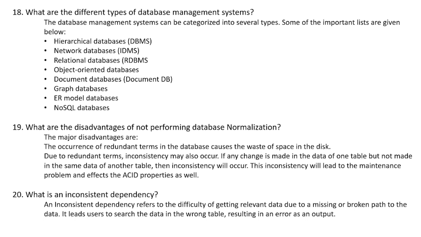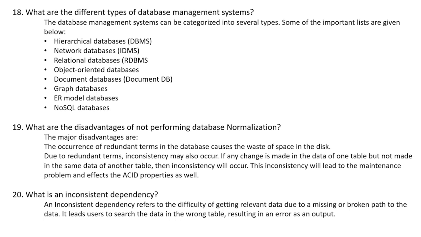Question 19. What are the disadvantages of not performing database normalization? Answer. The major disadvantages are: the occurrence of redundant terms in the database causes the waste of space in the disk. Due to redundant terms, inconsistency may also occur. If any change is made in the data of one table but not made in the same data of another table, then inconsistency will occur. This inconsistency will lead to the maintenance problem and affects the asset properties as well.